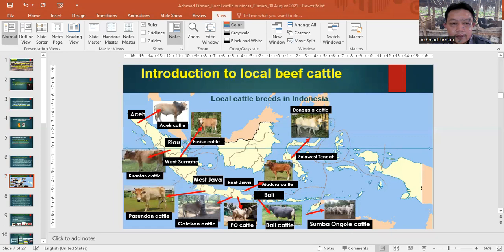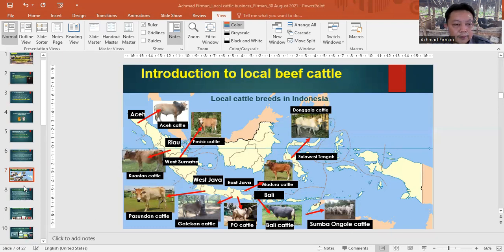Other pure breeds originating from Indonesia are Madura cattle and coastal cattle. Now we already know the kinds of local cattle in Indonesia. Actually, there is a history of the spread of cattle in Indonesia. Okay, let's move to the next slide.